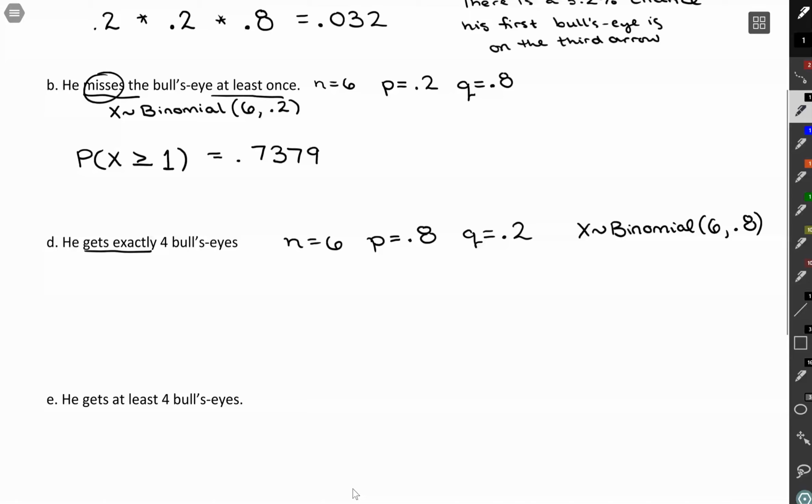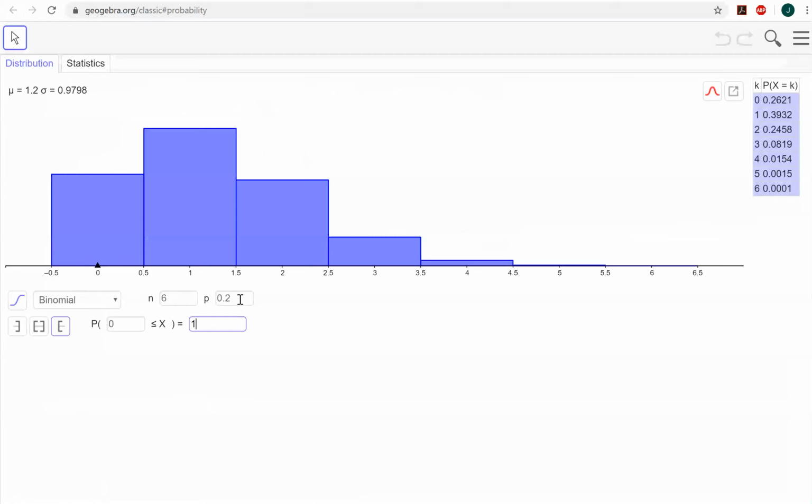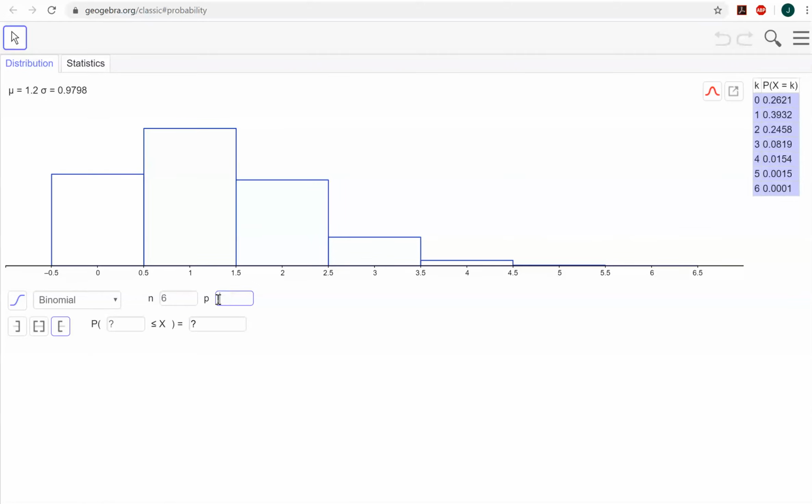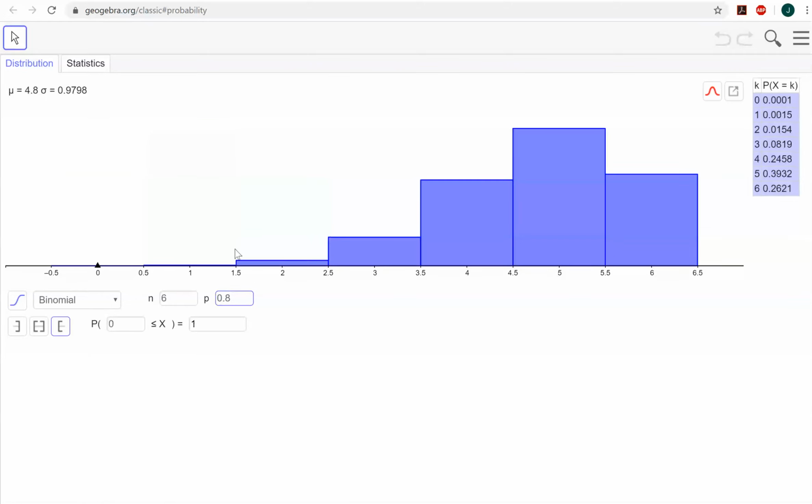So what we want here is the probability that he makes exactly 4. So when I'm in GeoGebra, I need to switch it around. So it's no longer 0.2, now it's going to be a 0.8. So now this makes more sense of him making bullseyes. We expect him to make a lot here because he has this high probability of success. And then for exactly 4, I'm going to look at this right-hand side over here because this has all my exactly values, and I just need to look up 4. So that would represent him making 4 bullseyes is a 0.2458.